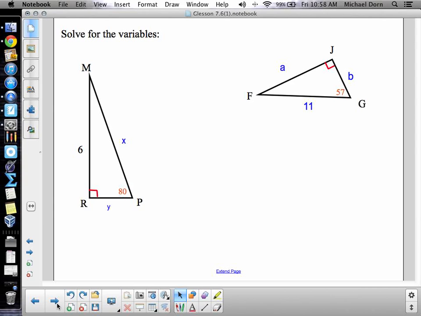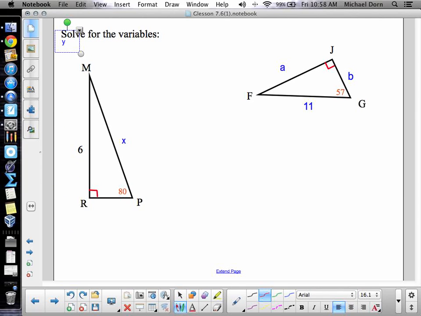So here, let's go ahead and start with x. Let's move y aside for the minute. We won't even worry about y. We start by asking, is this a special right triangle, a 30-60-90 or 45-45-90? No. Do I have enough information to use the Pythagorean theorem? No, I just know one side. Is there anything else I can do with this? Not really. We've got to use trig.